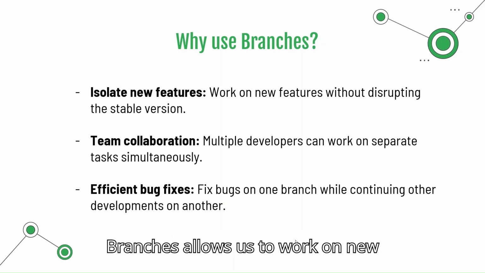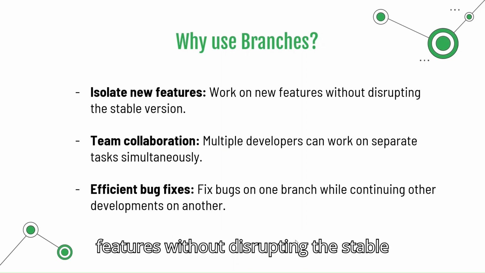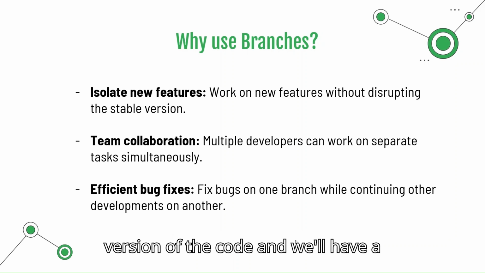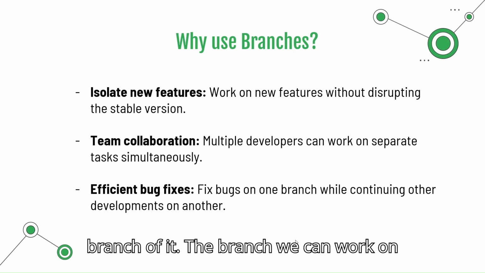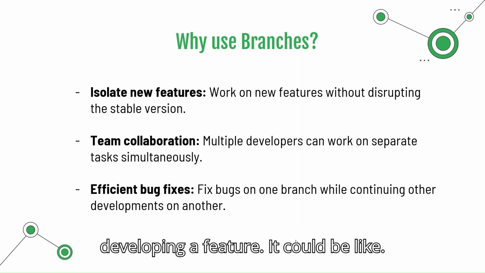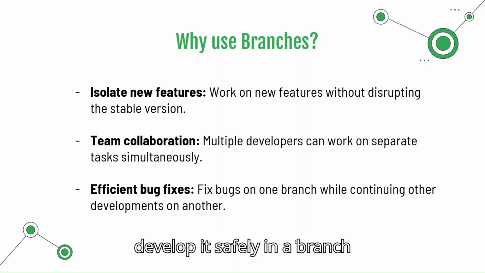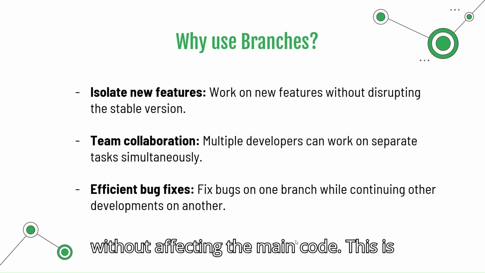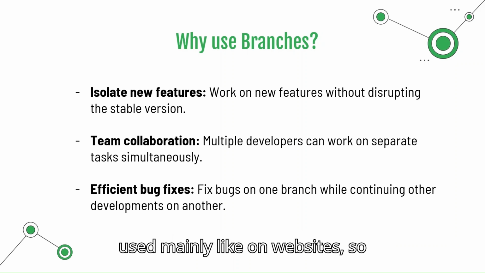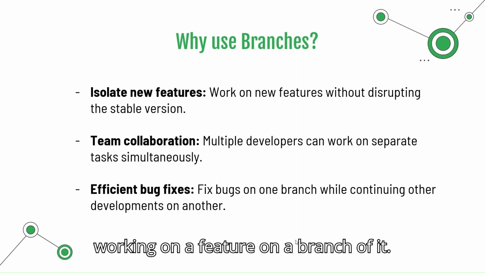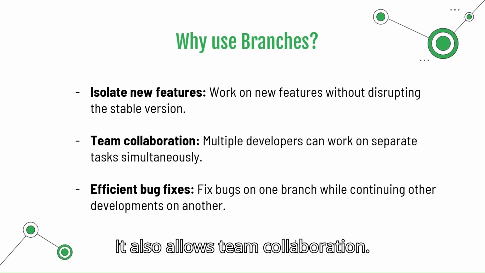Branches allow us to work on new features without disrupting the stable version. So we will have our main version of the code and we will have a branch of it. On the branch we can work on developing a feature, it could be like any feature you can think of, and we can develop it safely in a branch without affecting the main code. This is used mainly like on websites, so we keep the main version running while working on a feature on a branch of it. It also allows team collaboration.